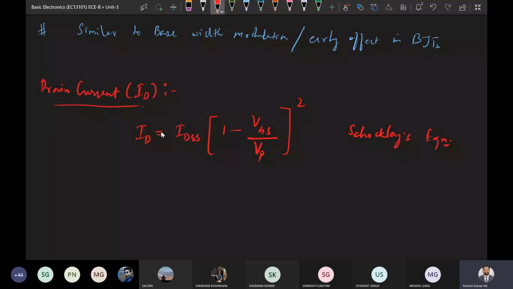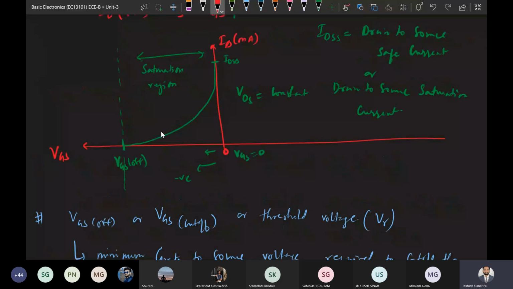So ID is related to IDSS. This IDSS is the maximum current that can flow through the JFET when VGS equals 0. We can see this from the transfer curve also. This is IDSS, the current when the pinch off has occurred, and after that the current flowing is IDSS. With respect to the transfer characteristics, IDSS is the current when VGS equals 0.